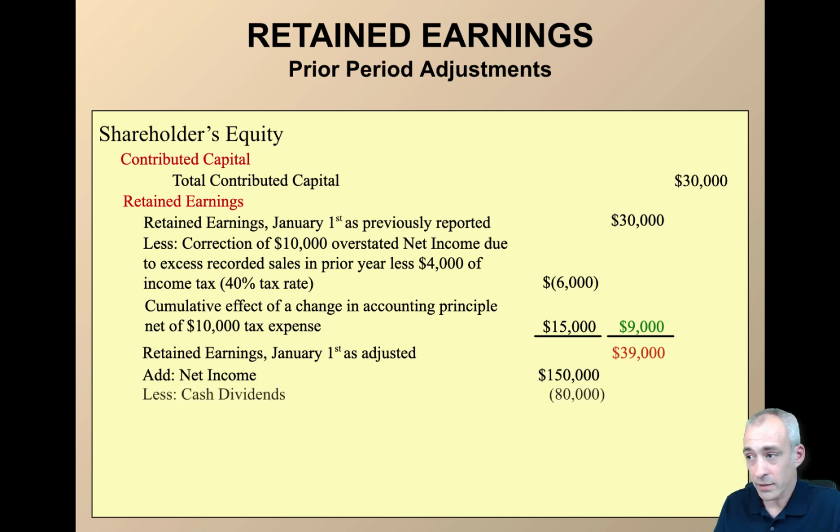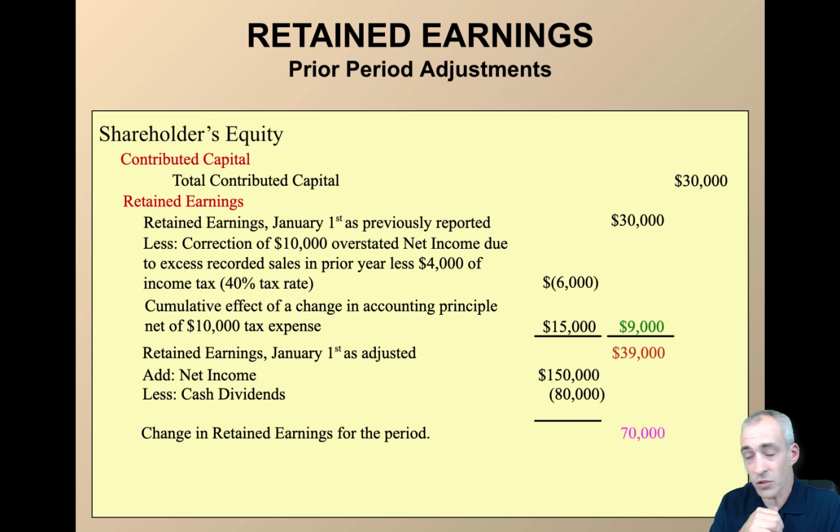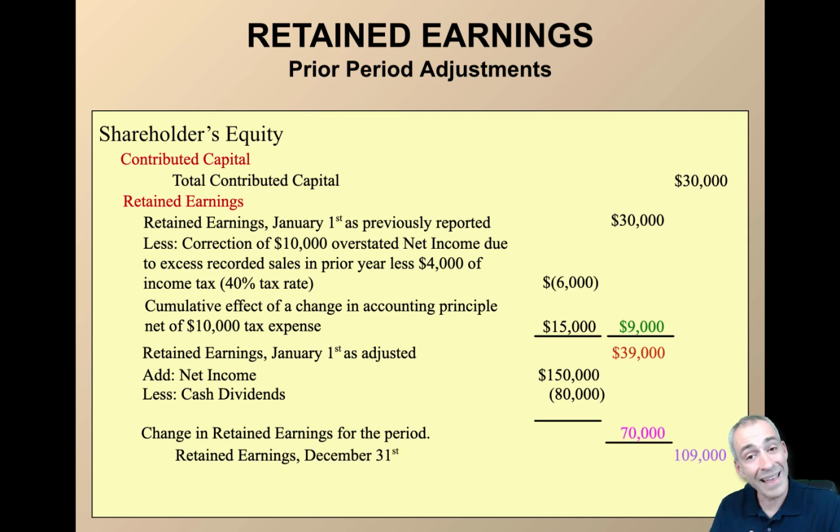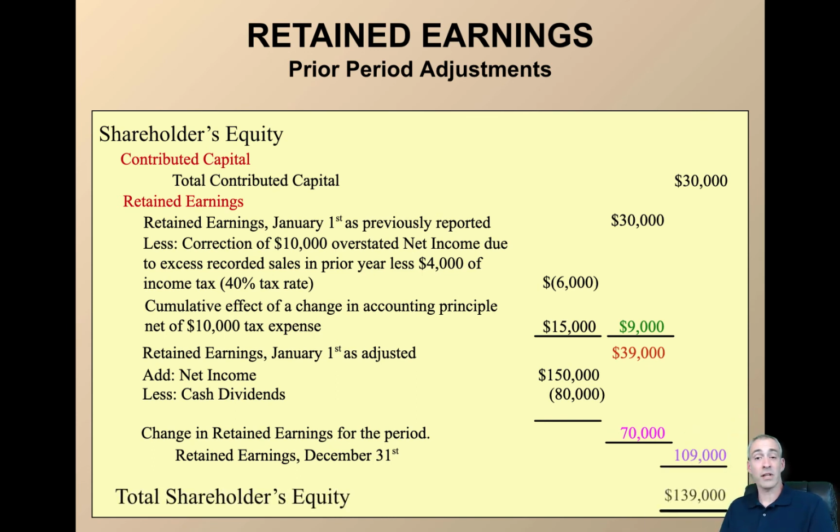Then you would subtract any cash dividends, and then you'd show your change in equity for the period of 70,000, which brings you up to 109,000 retained earnings. So retained earnings at the end of the year is 109,000, and then total shareholders' equity would be contributed capital from issuing shares plus the current value of retained earnings of 109 gives you 139,000.